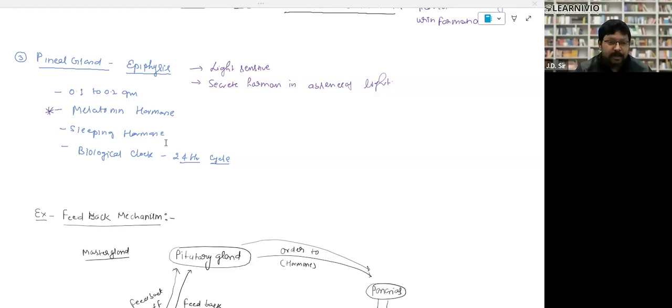It induces sleeping, and this is also called a biological clock because it maintains the rhythmic cycle of 24 hours. We wake up in the morning, we go to bed at night. When we go to, suppose, the USA, the biological clock gets disturbed, and then this gland resets it. So this is the function of this gland. That's why we cannot sleep with open eyes. We have to close the eyes because the pineal gland will work only when we close the eyes. Clear, Martin? Yes, sir. Please note down.